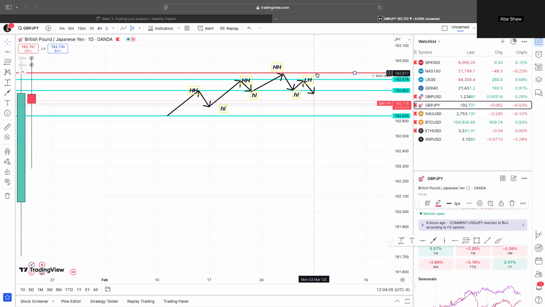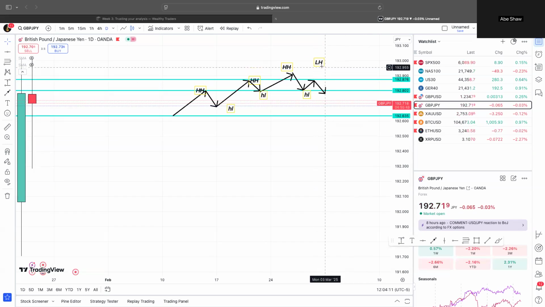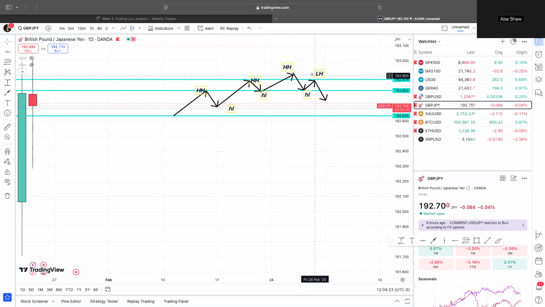I'm going to get rid of this resistance line right now because it's a little closer. This is what we're going to label as LH, right? So LH is our lower high because now it is lower. This is the lower price compared, it closed at a lower price compared to the previous highest point on the charts. And then it's literally the same cycle, right?